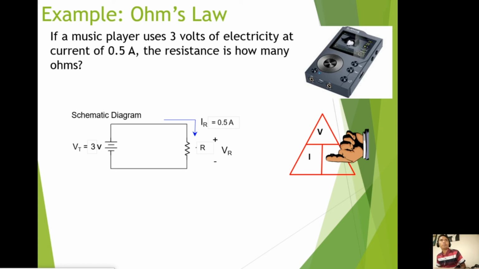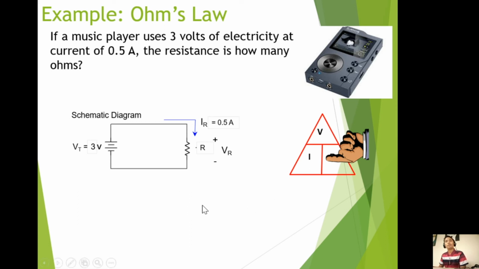Let's have the second example of Ohm's law. If a music player uses 3 volts of electricity at a current of 0.5, the resistance is how many ohms? As you can see here, this is the music player, and this is the schematic diagram. Based on the problem, you have the voltage source of 3 volts, and the current drawn in the circuit is 0.5 amperes. Solve for the R. By the use of Ohm's law triangle, R is equal to voltage divided by the current I.